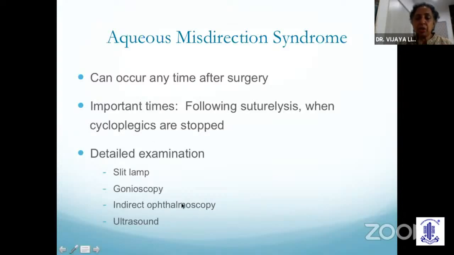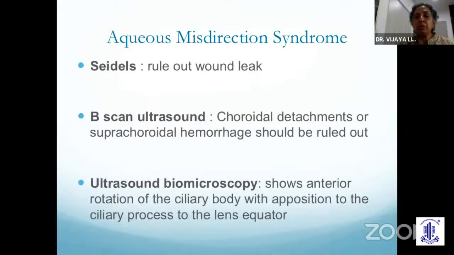How do we diagnose? You have to do a detailed slit lamp examination and gonioscopy, especially of the other eye, to know whether angle closure is the cause for it. Do a good indirect ophthalmoscopy to rule out effusions like choroidal effusion or hemorrhagic choroidals. If the view is not good enough, you need an ultrasound to rule out that problem. And to rule out the leak, do the CIDLs. And as I mentioned, B-scan ultrasonography if needed, if you can't see the fundus in detail, to look for choroidal detachment or suprachoroidal hemorrhage.